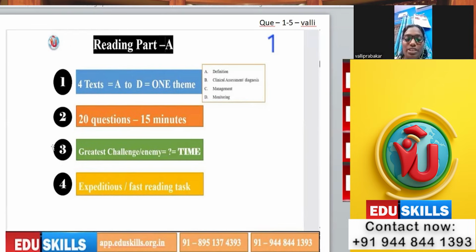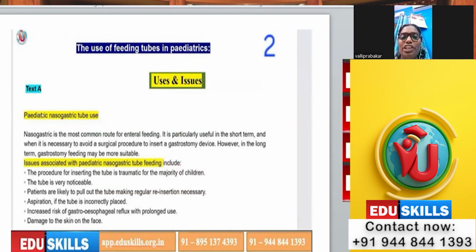Today our topic is the use of feeding tubes in pediatrics. In that we have four texts. Text A's heading is uses and issues. While seeing the heading and subheadings, if a heading is not there, we can create a heading with the topic sentence. So in Text A, we can see pediatric nasogastric tube use, and in that subheading, issues. So we can put a heading like uses and issues.